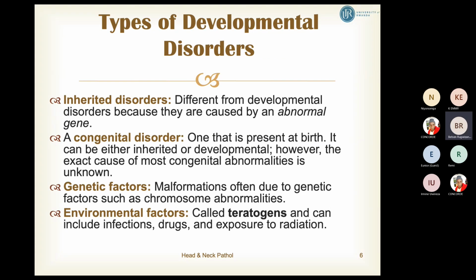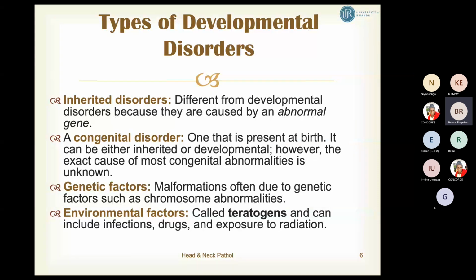So if we start with a kind of definitions, we have many types of developmental disorders. Inherited disorders are different from developmental disorders because they are caused by abnormal genes. You can understand that they are genetic, so they are inherited from parents. The parents may be normal, but if one has a recessive mutation and the other also has a recessive mutation, once the two mutations come together in the offspring, they will be expressed.